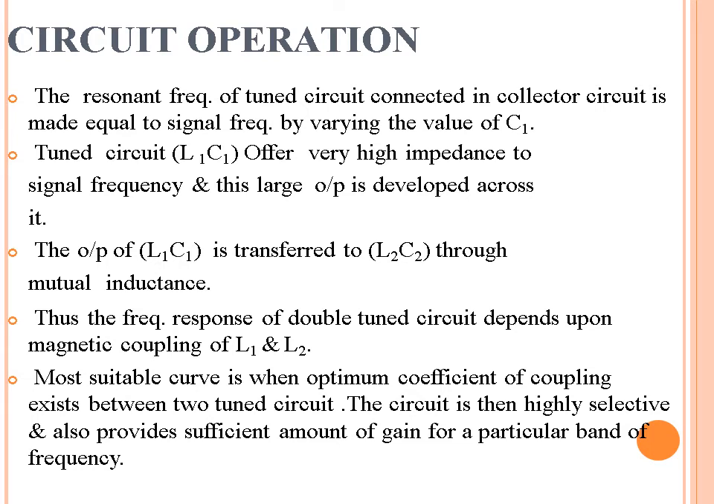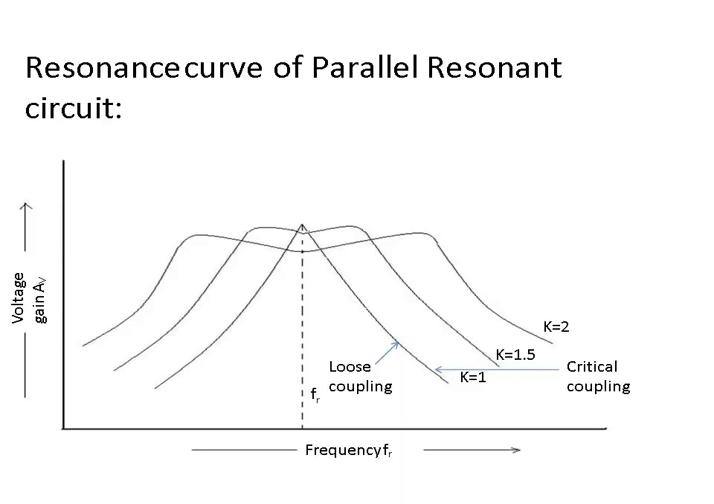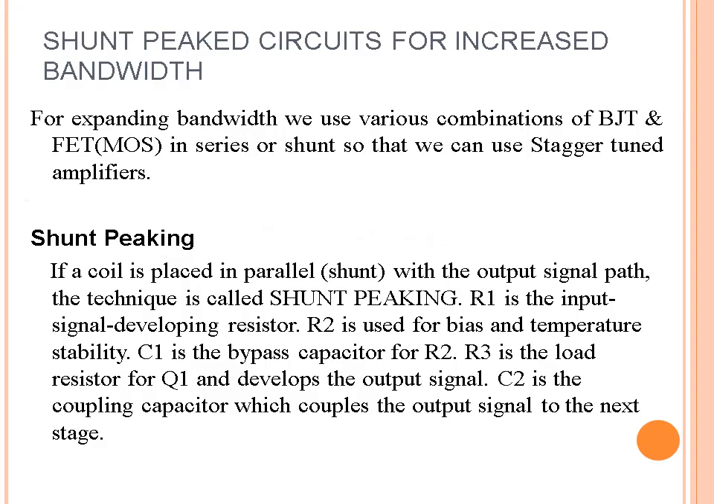So the most suitable curve is when the optimum coefficient of coupling exists between the two tuned circuits. The circuit is then highly selective and also provides a sufficient amount of gain for a particular band of frequencies. This is the resonance curve for the parallel resonance circuit.